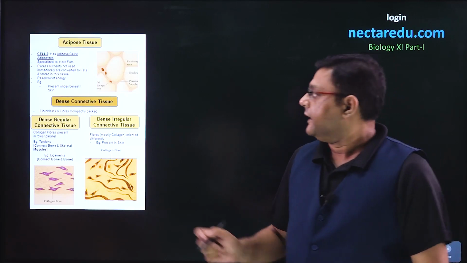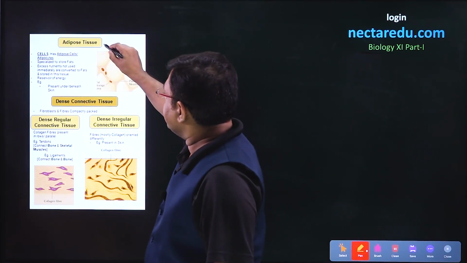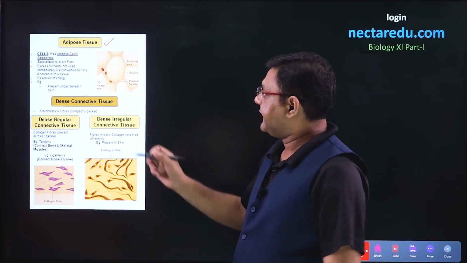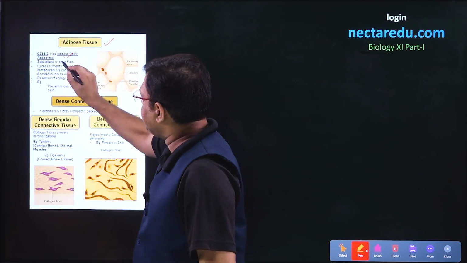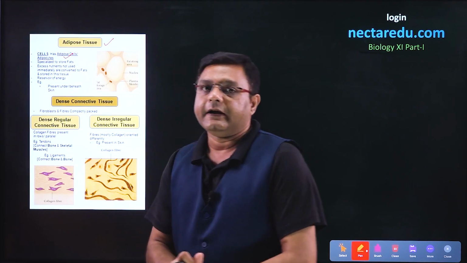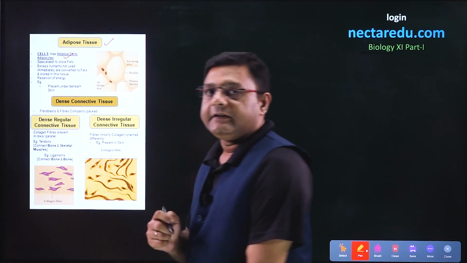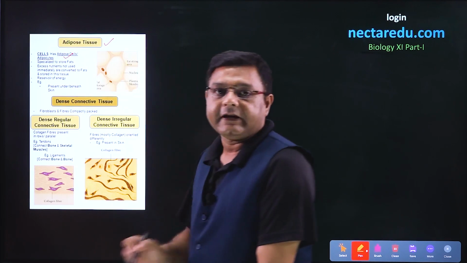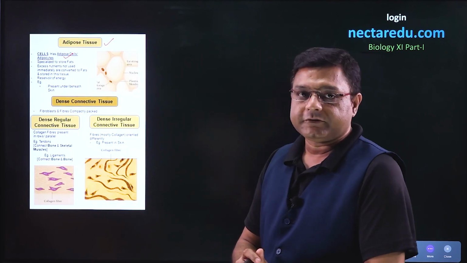In this video, we will look into the details of adipose tissue, which is an example of loose connective tissue. Talking about adipose tissue, it has cells which are called adipose cells or adipocytes. Now, adipose cells or adipocytes are the cells which are specialized to store fat. If we see this particular diagram, we can see the adipose cells that are present in the adipose tissue.